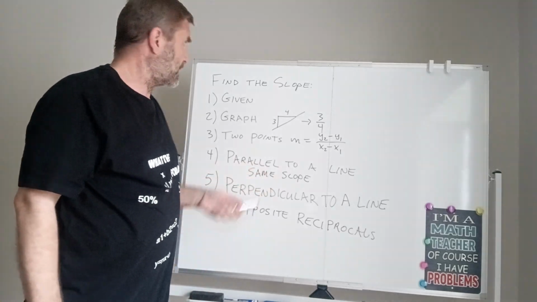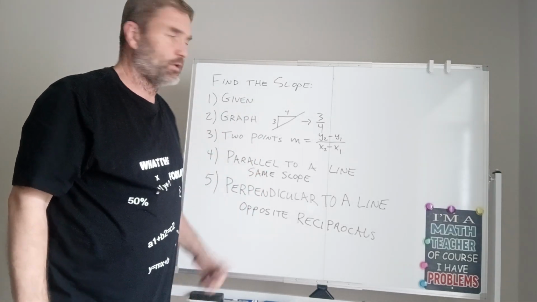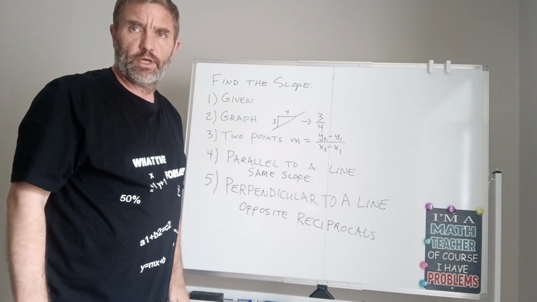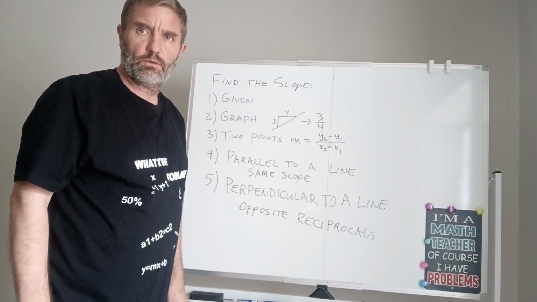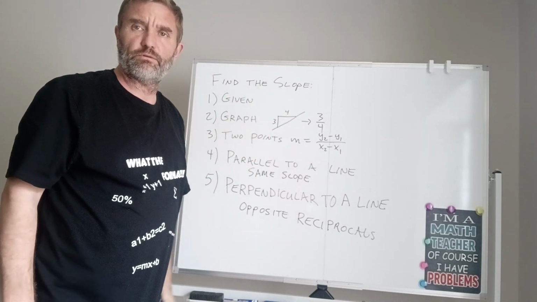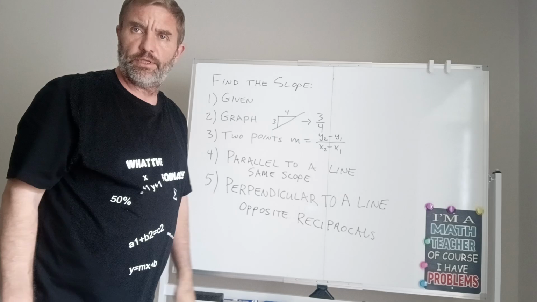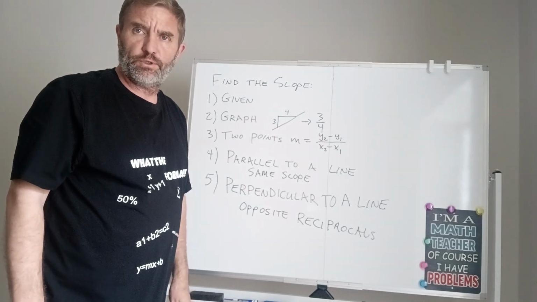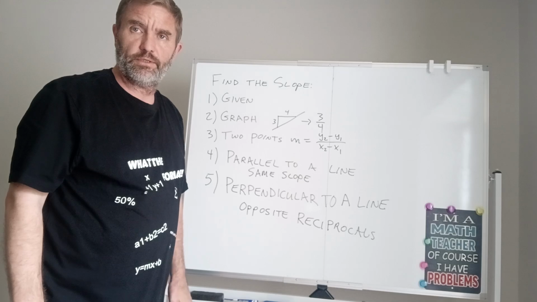Okay. Now, once you find the slope, I'm going to teach you in the next video how to find the y-intercept using y equals mx plus b, and then we'll teach you how to go from slope-intercept form to standard form, and then finally we'll do a video on how to do point-slope form. That's really straightforward. You just plug it in. It's the easiest way to do it.